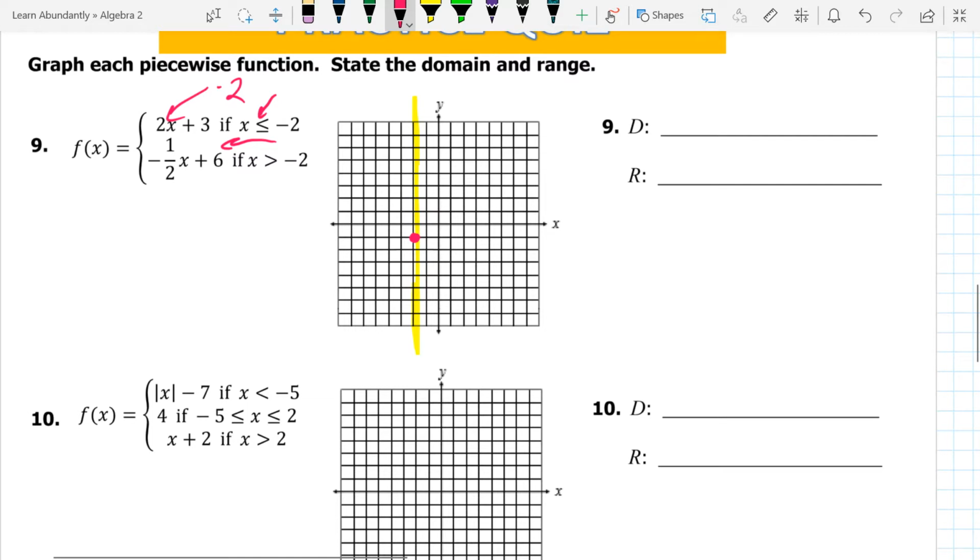So I'm going to pick one more point. I'm actually just going to use the slope, which is +2. So I'm going to go up 2 and over 1. But the problem is if I go up 2 and over 1, I'm on the right. So I'm actually going to go backwards. I'm going to go down 2 and over 1. That way I end up with a positive slope.